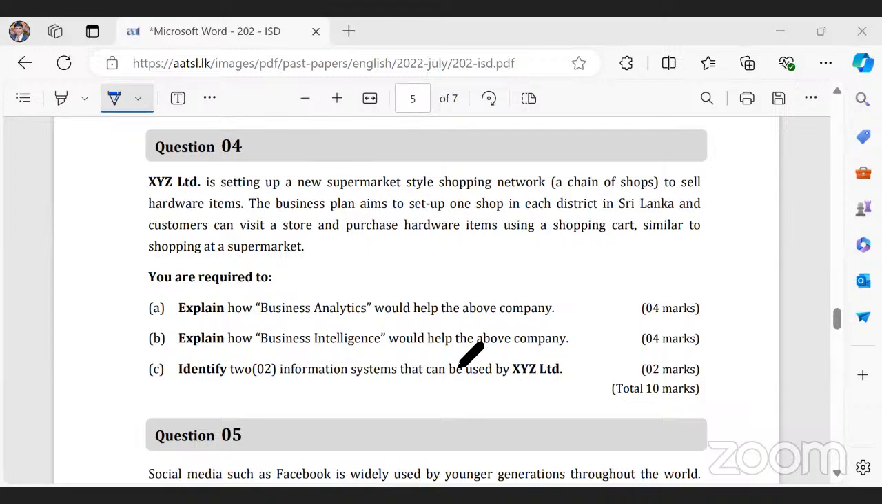Identify two information systems that can be used by XYZ company. They can use point of sale systems, since they are going to start one store for each district, POS systems. They can use enterprise resource systems, expert systems, or HRM systems. You have to identify and list them down. If you list down only two, you get 2 marks.